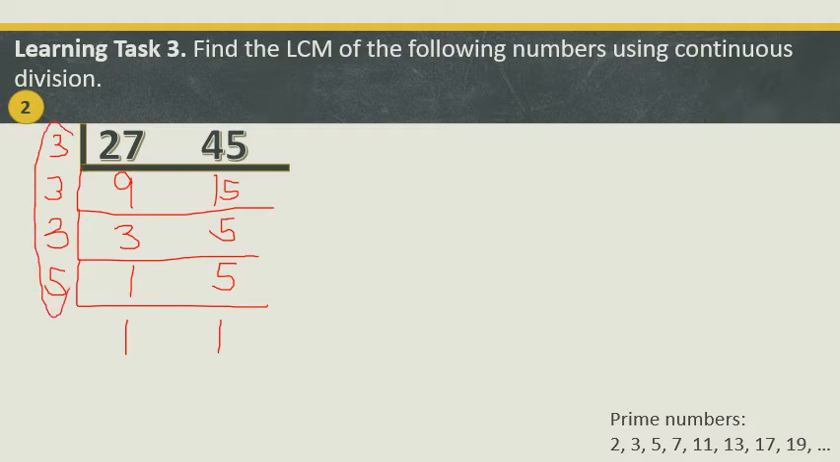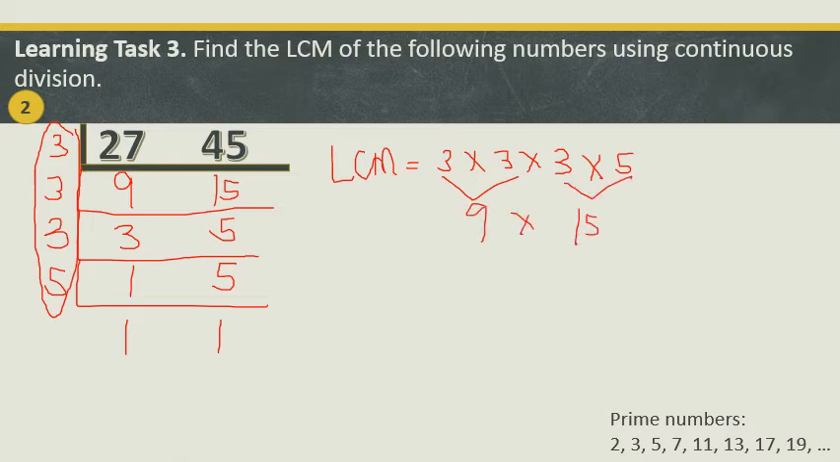So, ito po ang ating ipagmumultiply para makuha ang LCM. Okay, so 3 times 3 times 3 times 5. Pag partner-partner na natin, so 3 times 3 is 9, times 3 times 5 is 15. So, ang ating magiging pinaka-LCM ay 145. Ay, sorry, 135. So, ito po ang ating least common multiple ng 27 and 45.